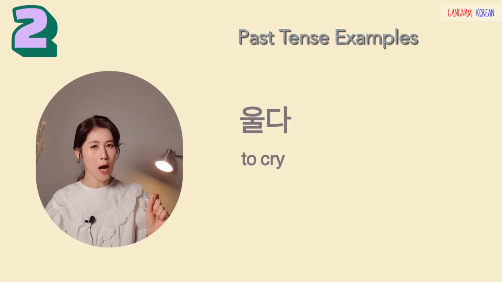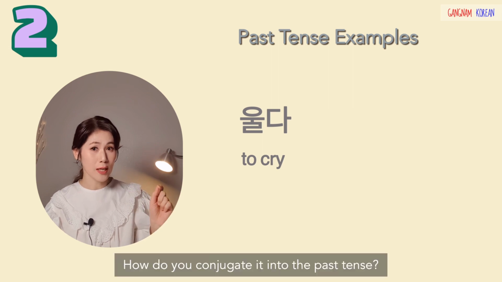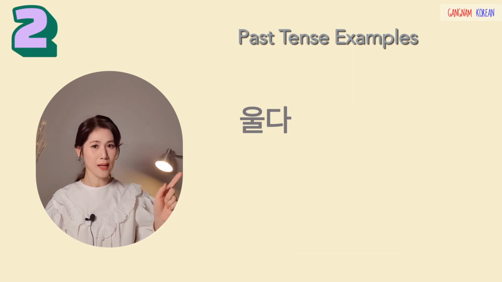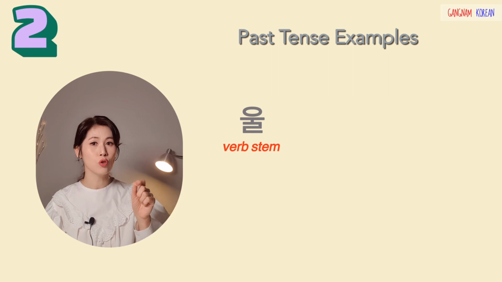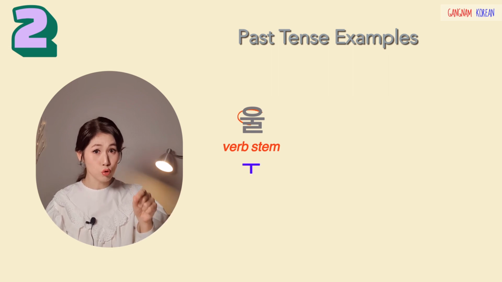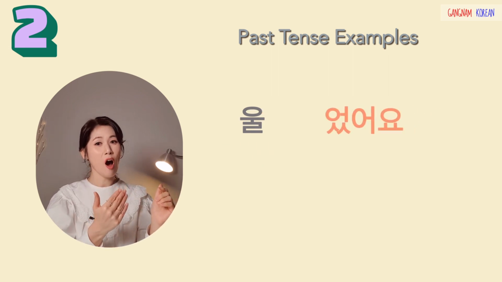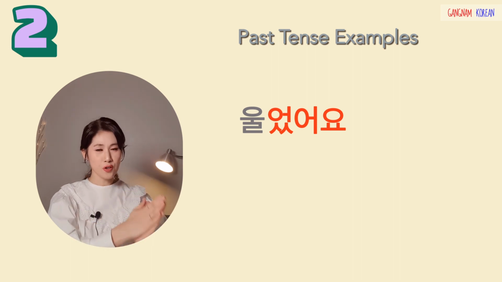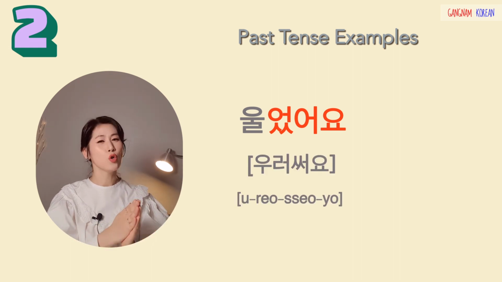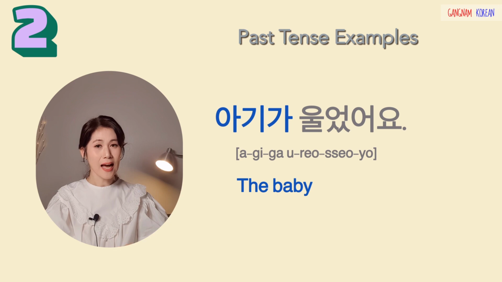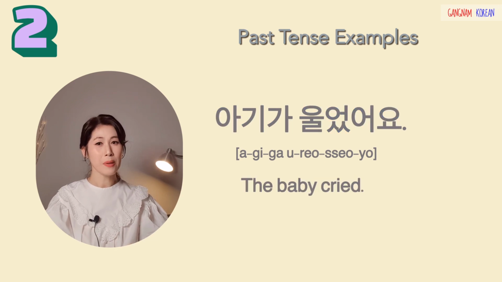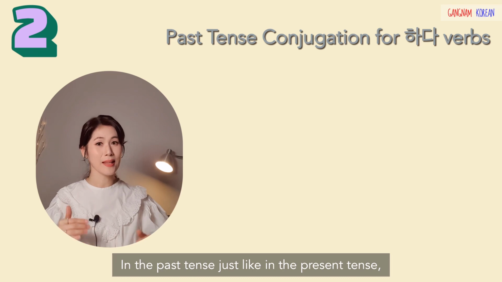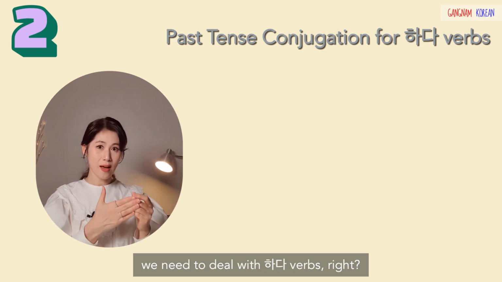What about this verb? 울다, to cry. How do you conjugate it into the past tense? Remove the 다, and you have 울, it has the vowel 우, right? So you add 었어요. 울었어요. 아기가 울었어요. The baby cried.